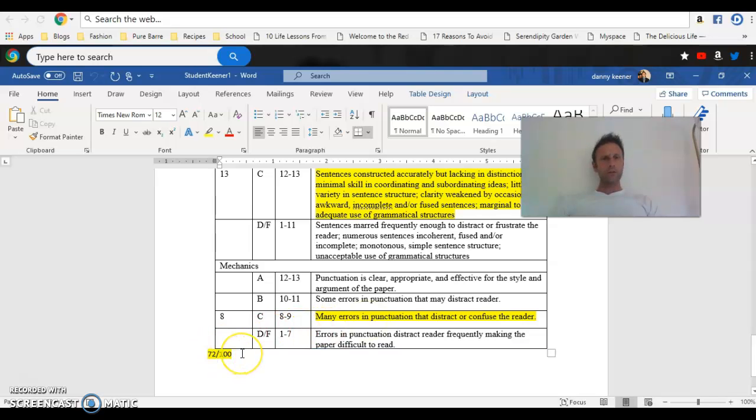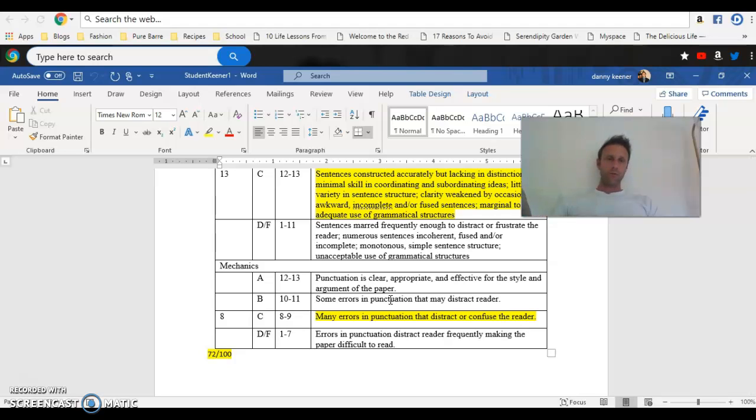For a total of 72 out of 100. Now, if you were this student, right, and you earned that grade on this paper, you might not be happy with that. I wouldn't be happy with that. So what I would do then is take the option to revise this paper, right? So take all the feedback and use it to revise the paper for a higher grade. You can still do that.